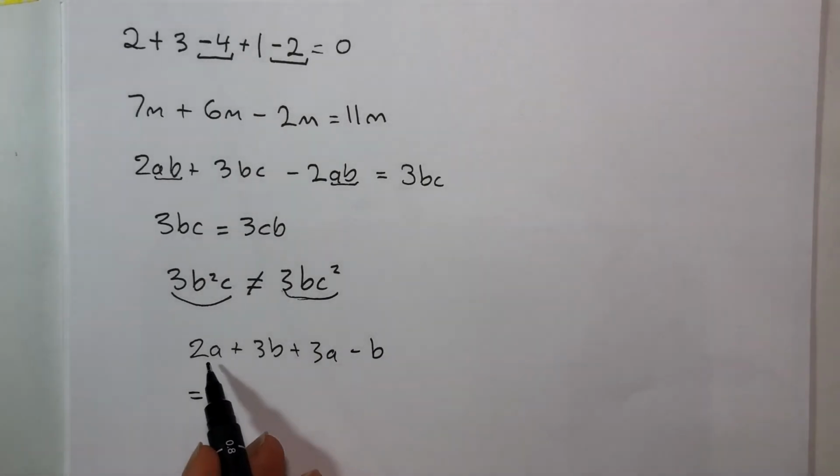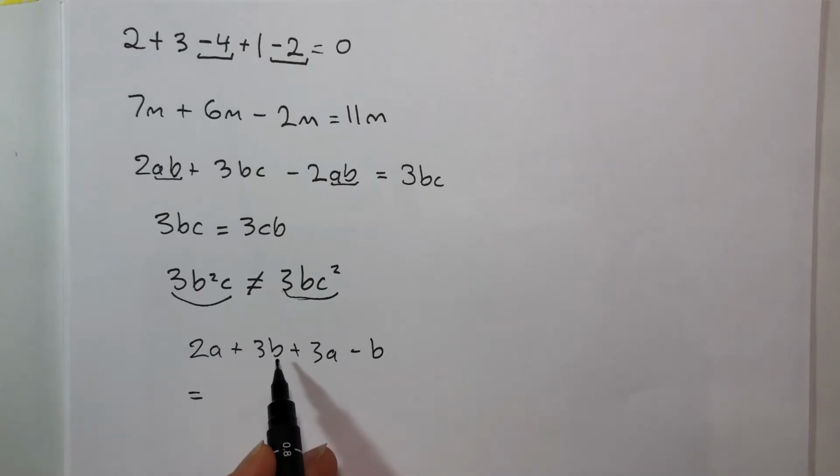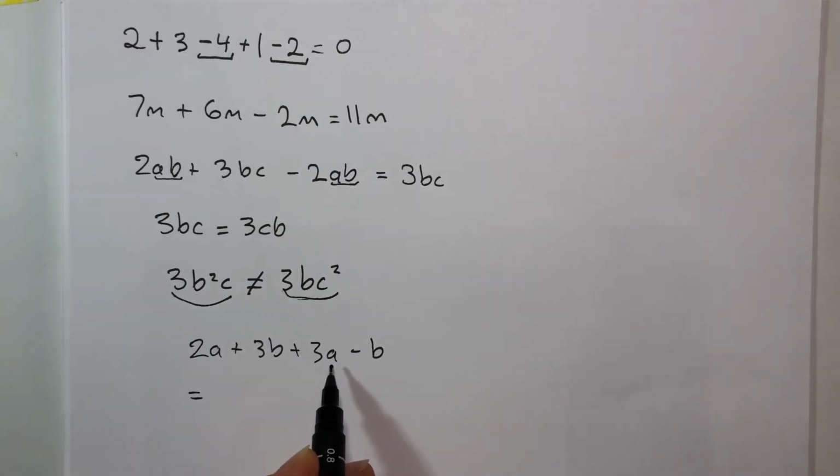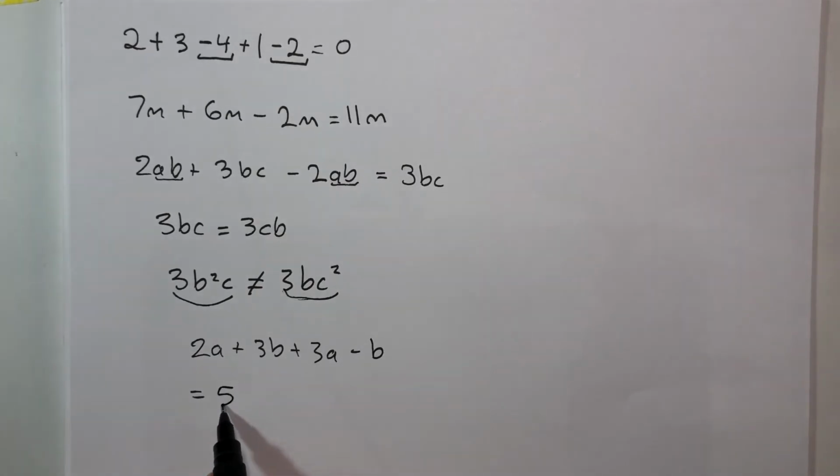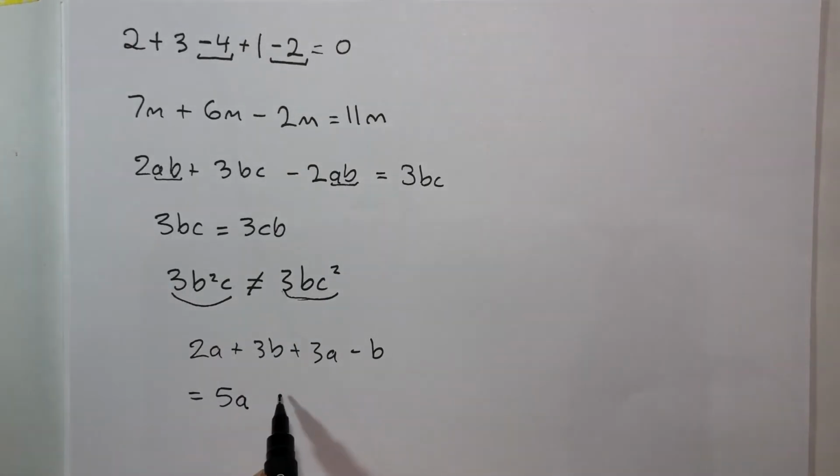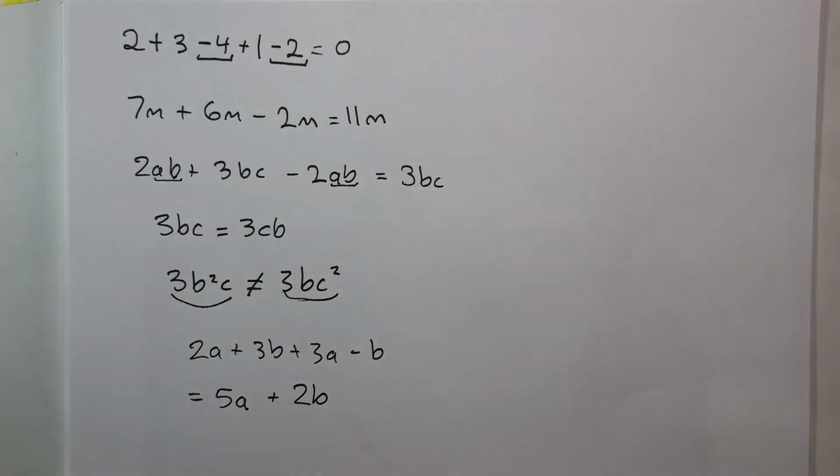Here I've got 2 apples. I then get 3 bananas. I then gain 3 apples. So that means I've got 5 apples altogether, but I lose a banana. That's all we have to do. Apples and bananas. Make sure they match exactly.